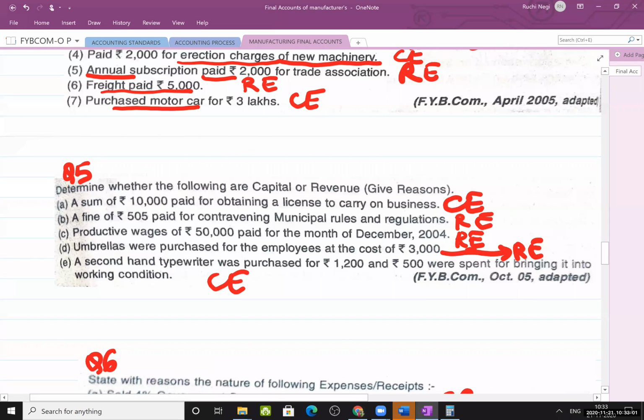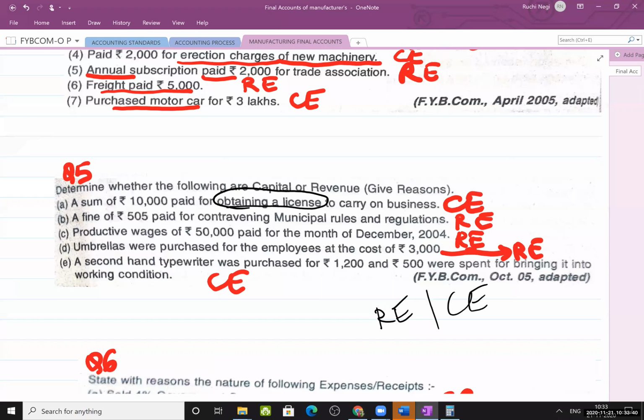A sum of rupees 10,000 paid for obtaining a license to carry on a business. Okay. Now, here a student can have two things in mind. He can say, ma'am, it is a revenue expenditure, and some students may say it is a capital expenditure. Okay, fine. Now, obviously it is not a revenue expenditure. I'll tell you the reason also behind it. It is a capital expenditure because आपको बिजनेस स्टार्ट करना है. जब आप बिजनेस स्टार्ट करते हो तो बिजनेस चलाने के लिए लाइसेंस की जरूरत होती है. बिना लाइसेंस के आप बिजनेस नहीं कर सकते. You have to obtain a license.